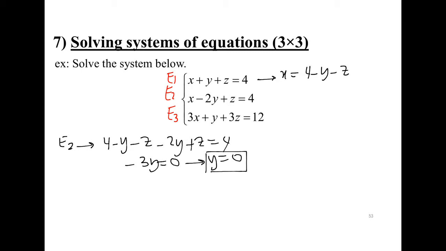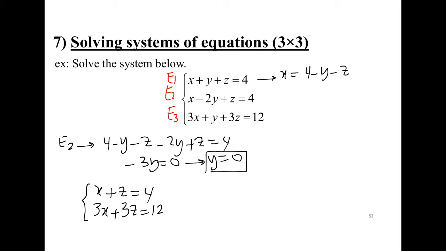So over here, since we already got a value for y, we can basically replace it in E1 and E3 and reduce the system to a 2 by 2 system in x and z. So by replacing y by 0 in E1 and E3, we get x plus z equals 4 and 3x plus 3z equals 12.